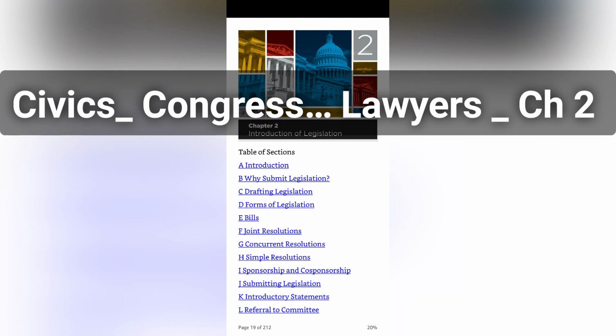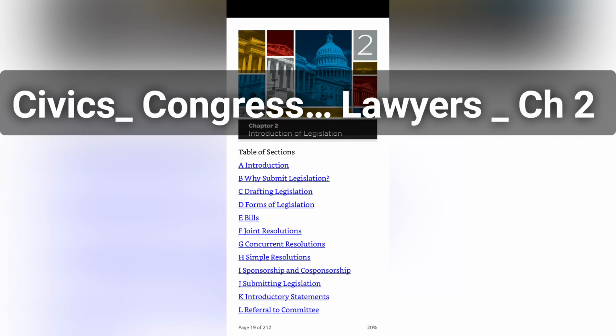Section E, bills. Most legislation is drafted in the form of a bill. Bills can be narrowly drafted to address a discrete issue. Bills can also be extensive and address a multitude of issues affecting many Americans. Most bills in both chambers are referred to a committee with jurisdiction over the issue that the bill addresses. A bill passed in the same form in both chambers and signed by the President becomes law.